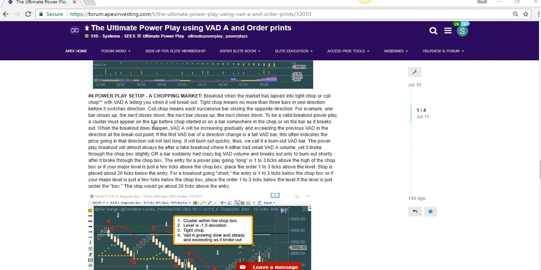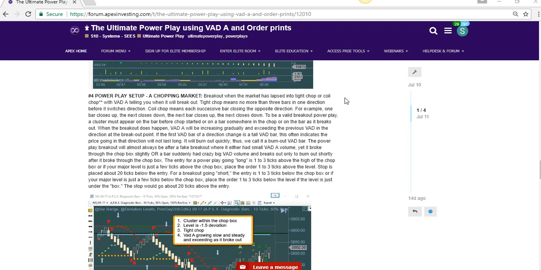Okay, number 4, power play setup, a chopping market. All right, so as you've seen, each one of these different setups is very different from the others, and each one focuses on a different type of market condition. So this one here, number 4, is for chopping markets. It's in no way for range bound markets, it's in no way for trending markets. For chopping markets.